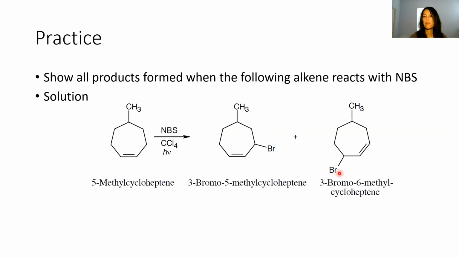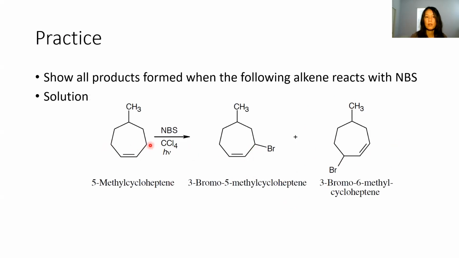So both of these can be formed. Yes, there's a possibility if you do add a lot more NBS, you can start getting dibromo products as well. But just at first glance, just reacting once, you have a probability of reacting at either of these. And I'm sorry, something that I need to clarify is you get both of these, and I apologize, it's not this product. Both of those give this product.